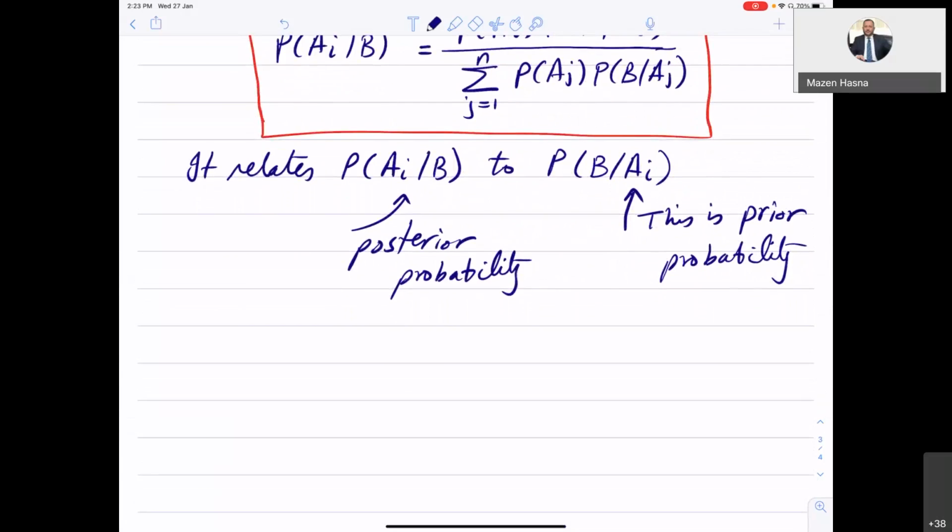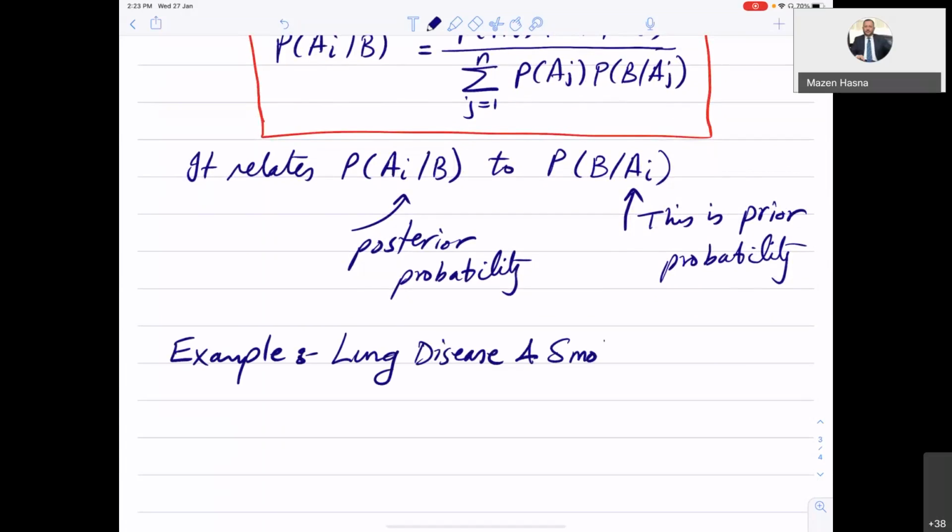But let's put this in action. Let's give an example to see why this is really important. Example about lung disease and smoking. And I hope none of you smoke. But let's get this example to see. Okay. So I will write it down.